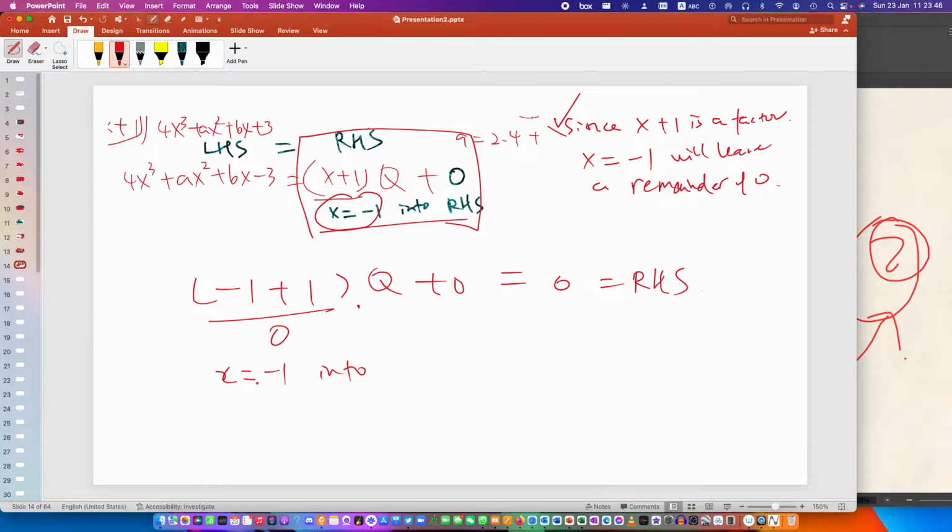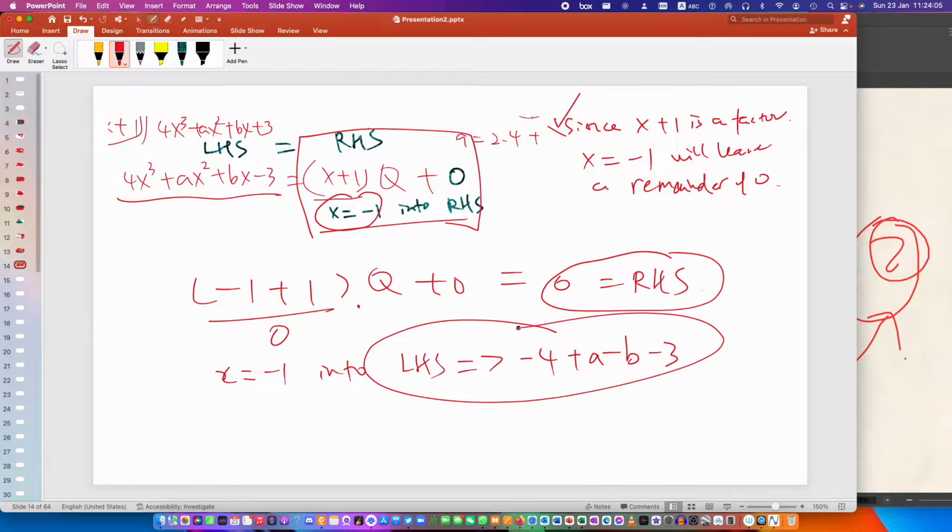Okay, good. So I sub x equals negative 1 into the left hand side now. I have done the right hand side. So what do you get? It's negative 4, then plus a, minus b, minus 3. So this is your left hand side. Your RHS is 0, and the LHS is this, so LHS is equal to RHS, right? So in fact you can equate this already. Negative 4 plus a minus b equals minus 3. You should end up with this. Then of course you continue. So a minus b is equal to 7. That's the first equation you found.